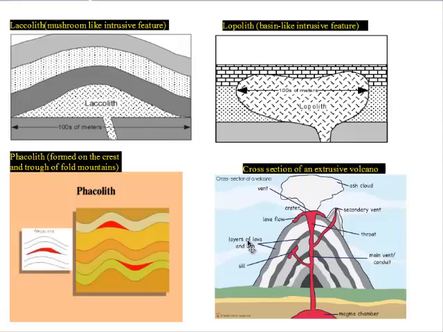We talked about layers of lava and ash. That is when they combine and solidify, they form what we call the volcano. So that is what we talked about with the cross-section of an extrusive volcano.